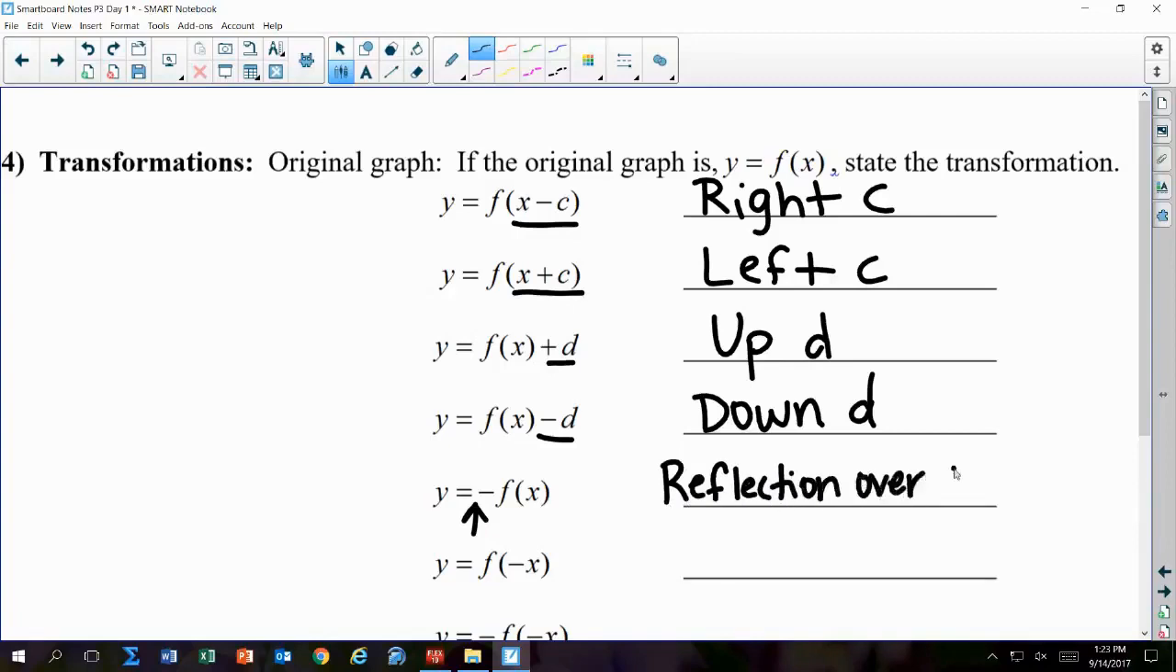over the x-axis, which is the same as what? Is a reflection over the x-axis the same as a vertical reflection or a horizontal reflection? I flip something over the x-axis. Is that a vertical or horizontal reflection? Vertical, right? If I was going from opening up to opening down, that's vertically changing it. Okay, so reflection over the x-axis is the same thing as a vertical reflection. You might make a note of that.